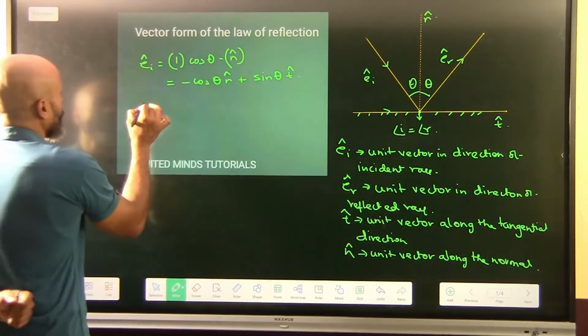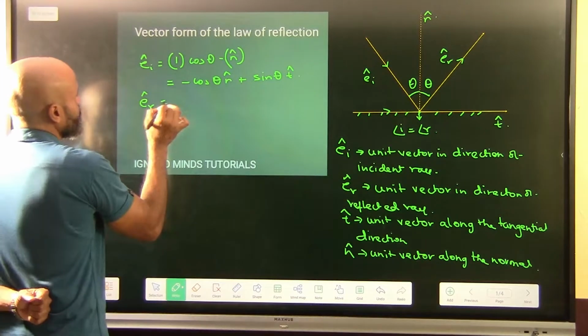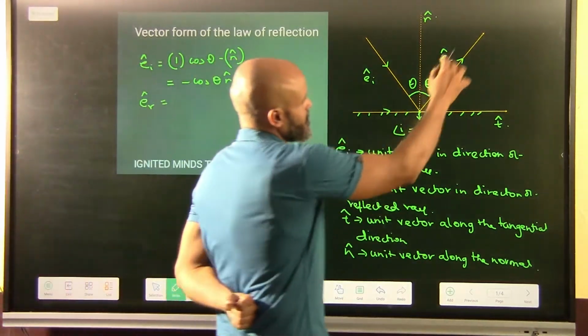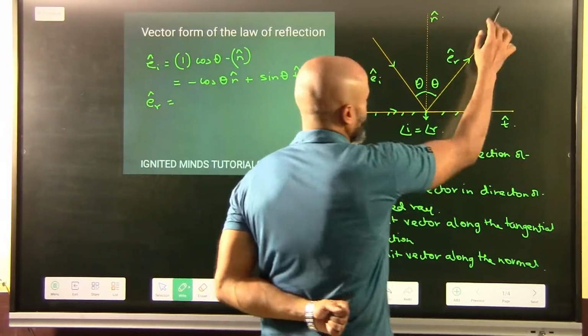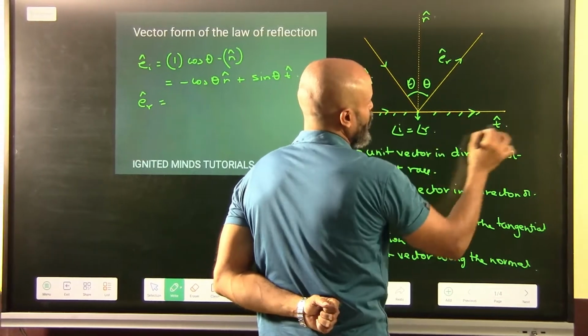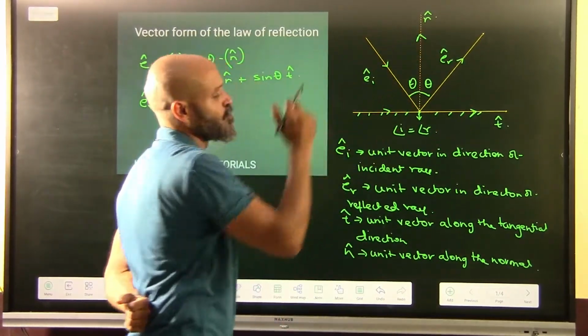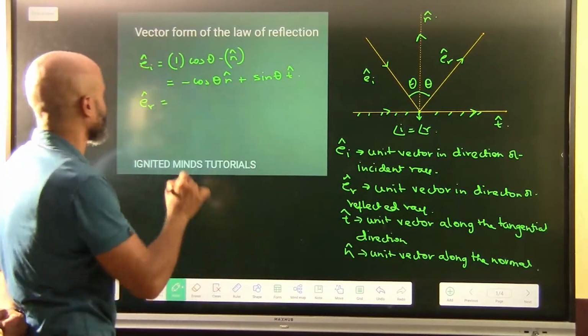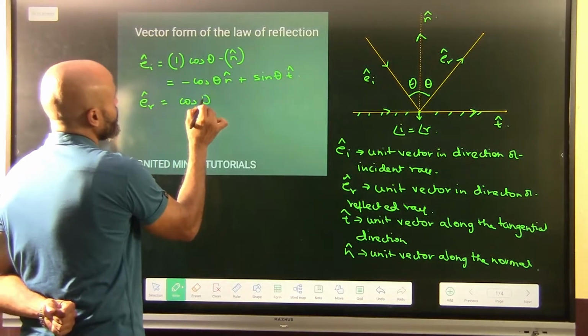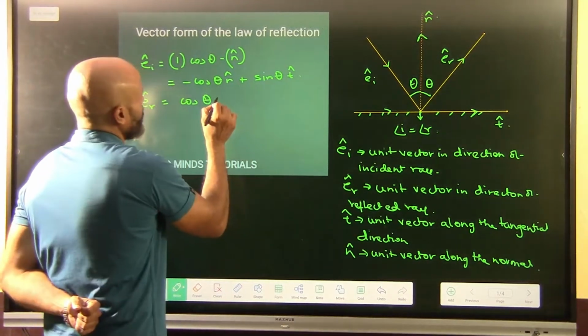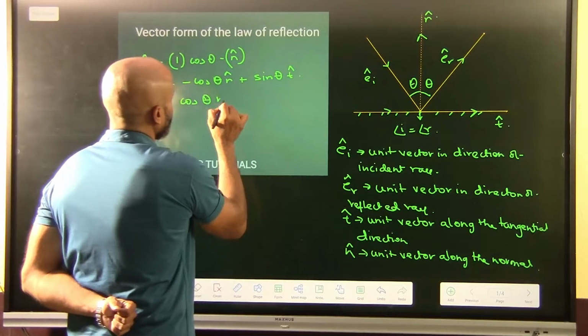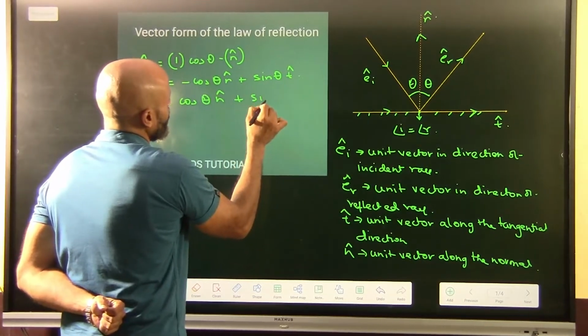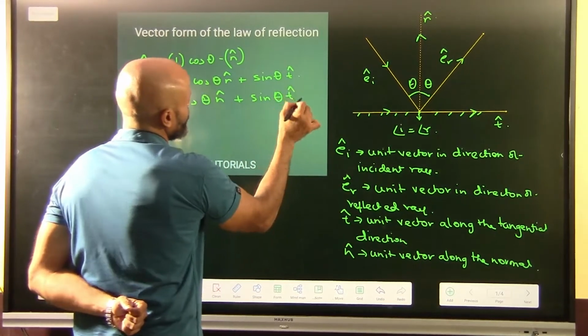Now let's look at E_R. This is the unit vector along the reflected ray. It will have a component towards this and towards this, so both of its components will be positive. So this will be cos theta into n plus sin theta into the unit vector t.